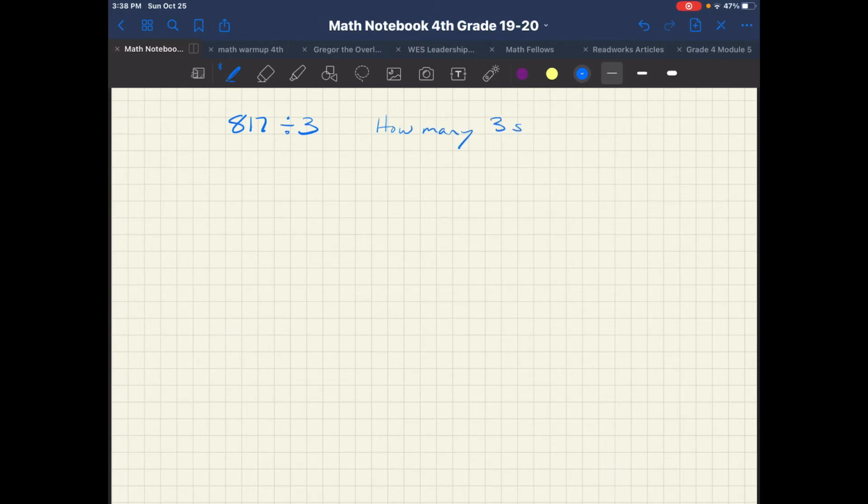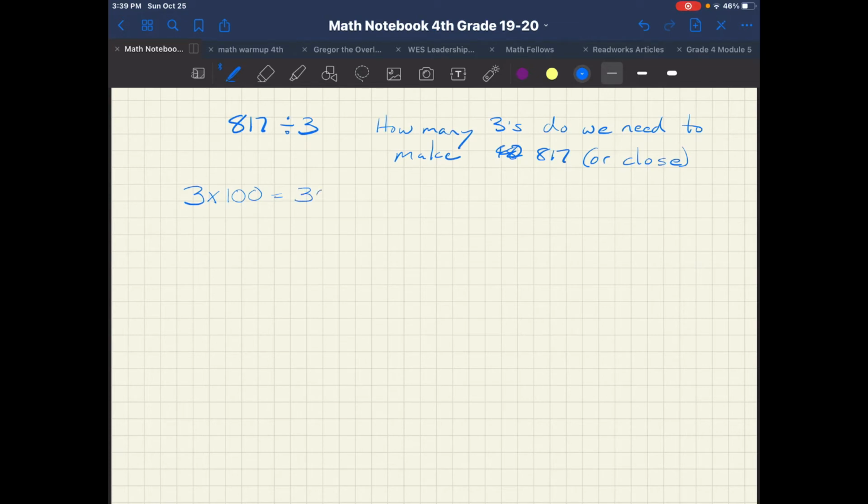many 3s do we need to make 817, or as close as we can get without going over. So how many 3s? And I'm going to do the opposite and go up to 817. So I want to know how many 3s, and I'm going to guess some numbers here and see how close I get. And I'm going to guess easy numbers, like 100. I can do 3 times 100 in my head.